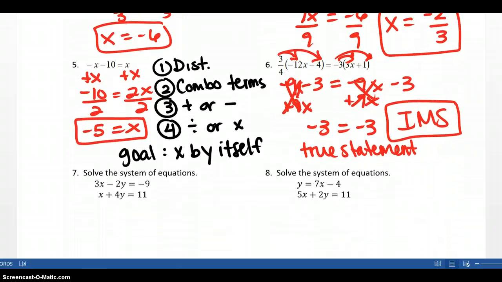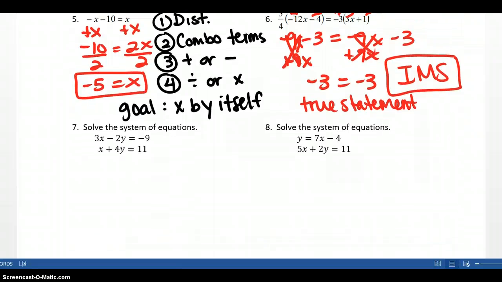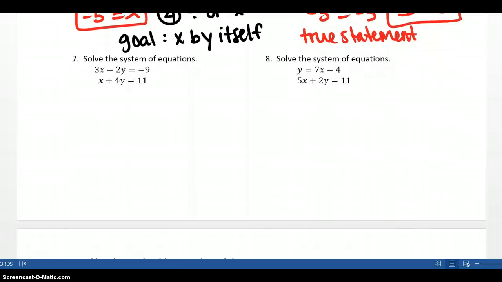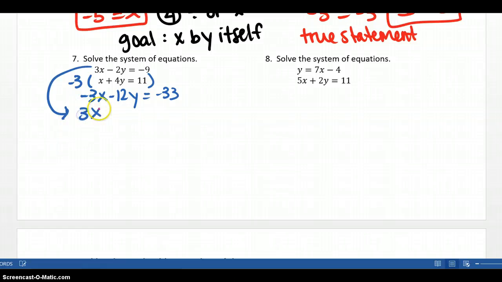Okay, the next part of our review is solving systems. So now we have two variables that we need to solve for. Okay, so for number 7, we can either use substitution or elimination. Let's go ahead and use elimination since our x's, y's, and numbers are lined up. So in order to cancel out our x's, I need this x to become a negative 3x. So I'm going to multiply the bottom by negative 3. So I now have negative 3x minus 12y equals negative 33. And then I'm just going to bring our top equation down. 3x minus 2y equals negative 9. So now we want to add our two equations together.